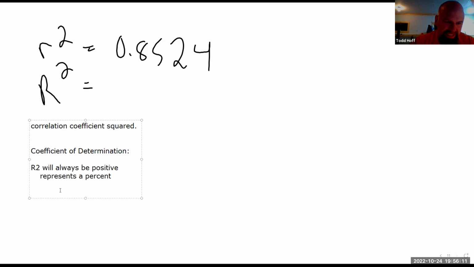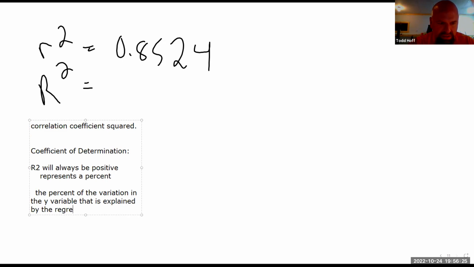And what it represents is the percent of the variation in the y variable that is explained by the regression relationship. So what this is saying is 0.8524. That's saying about 85% of all the variation in the ACT scores is accounted for by the GPA. The other 15% comes from other factors.